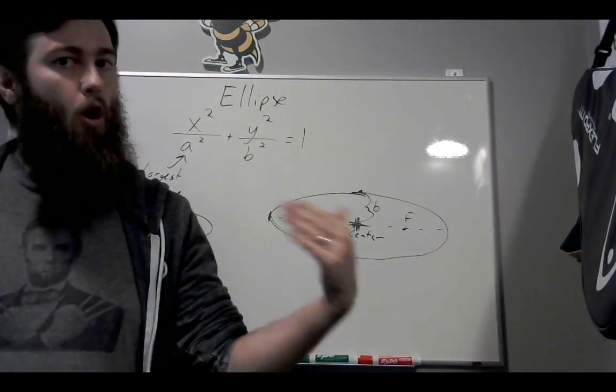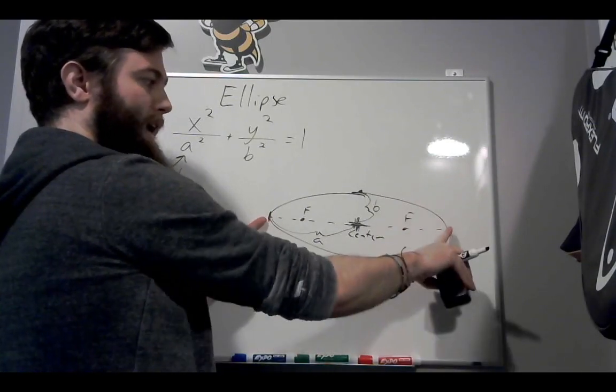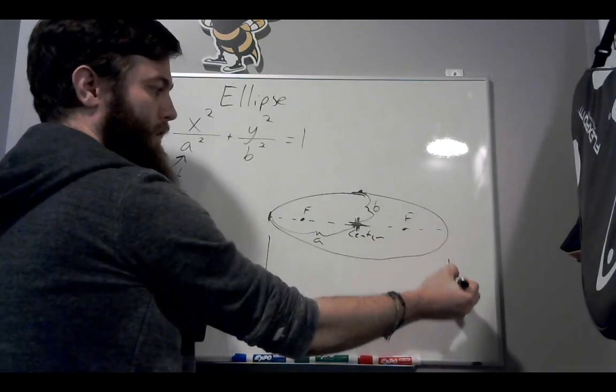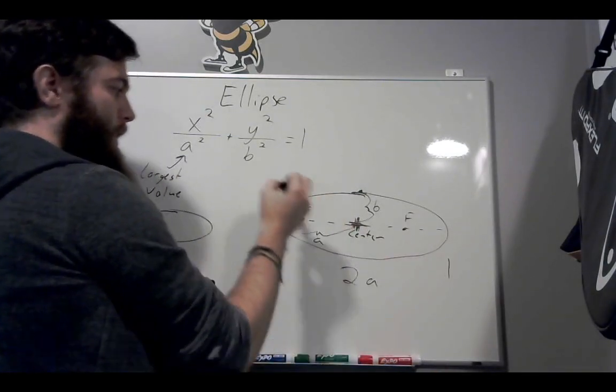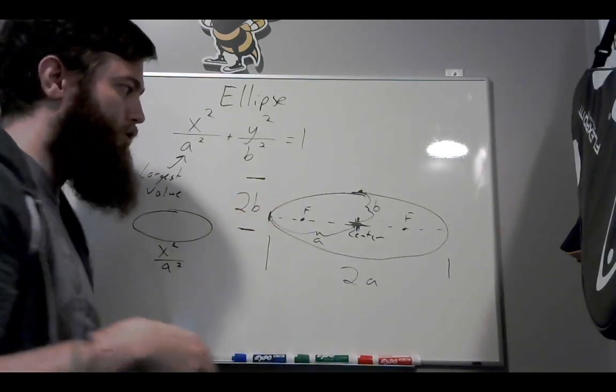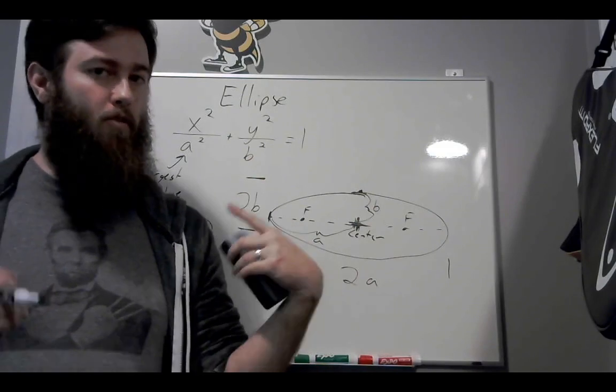That means the overall length of your major axis, this focal axis right here, is going to be 2a. This whole distance from here to here is 2a. And from here to here, your minor axis is going to be the distance of 2b, because again, it's the distance from the center to that major or minor endpoint.